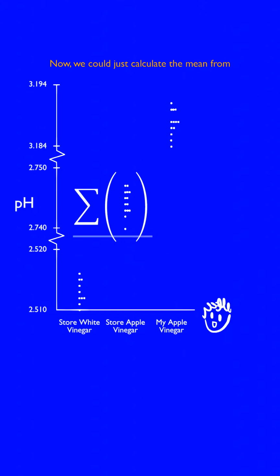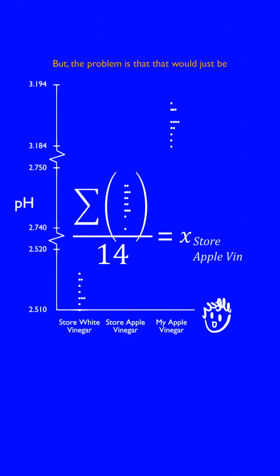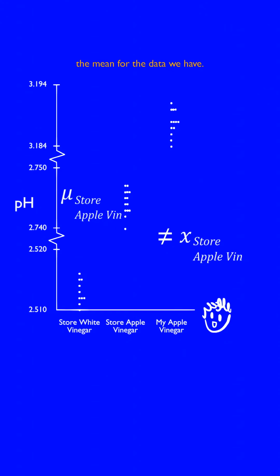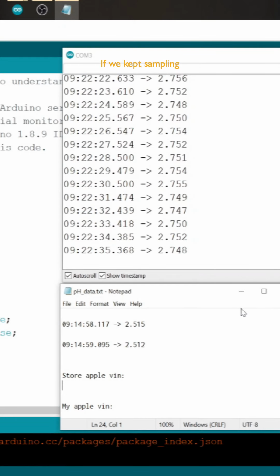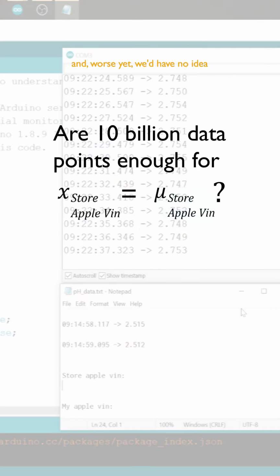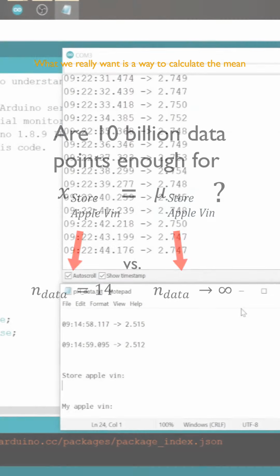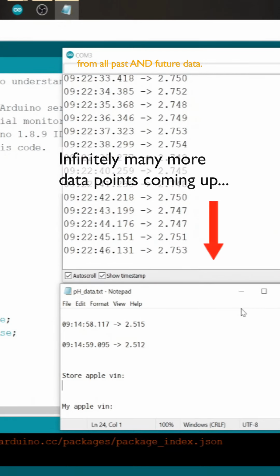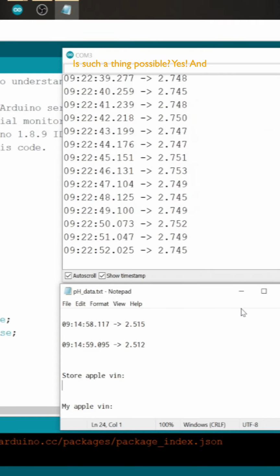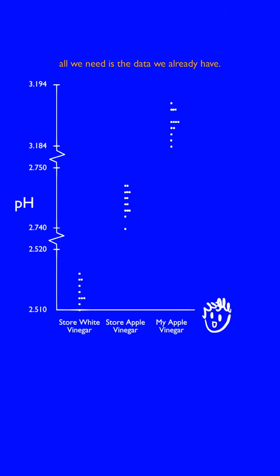Now, we could just calculate the mean from this data and call it a day, but the problem is that that would just be the mean for the data we have. If we kept sampling, our answer would probably change, and worse yet, we'd have no idea how much more data we'd need to collect for a good answer. What we really want is a way to calculate the mean from all past and future data. That is, the underlying mean of all the measurements we could possibly collect. Is such a thing possible? Yes, and all we need is the data we already have.